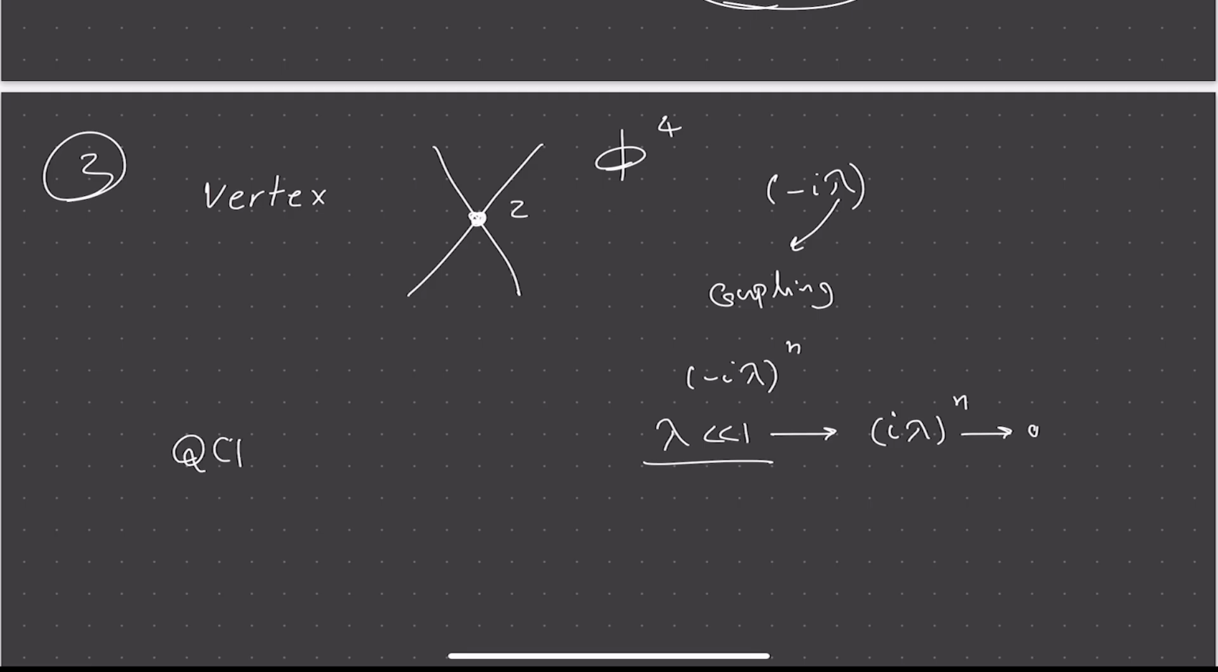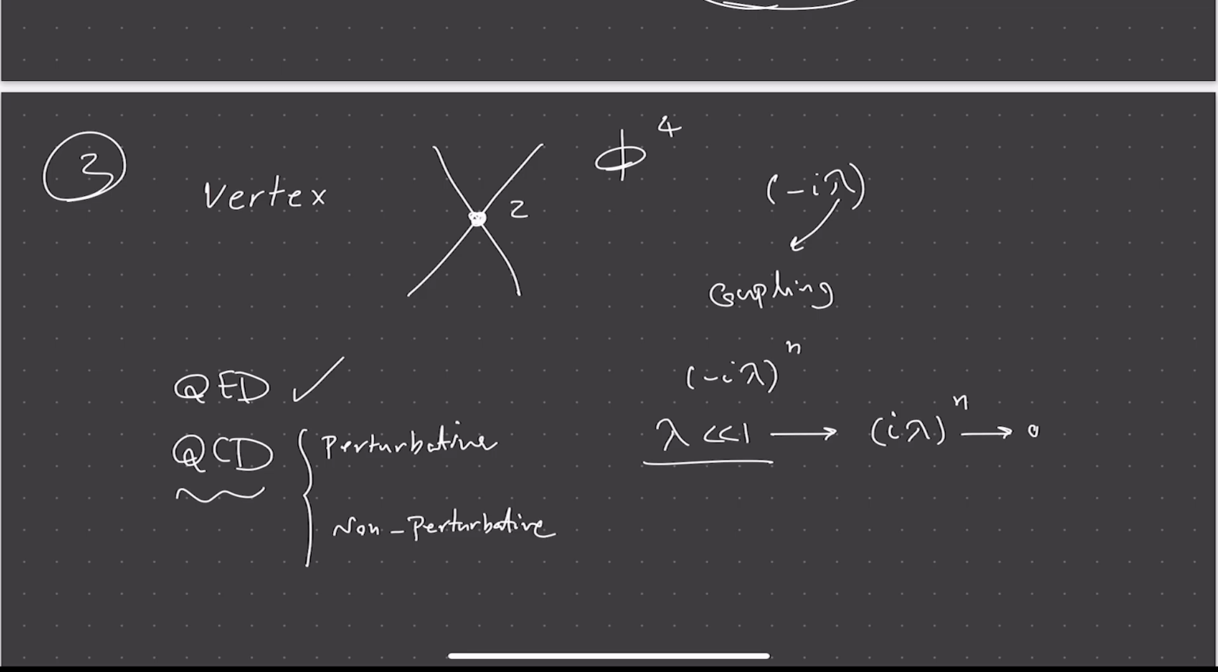So you have QED. QED is a perfect theory. It's a perturbative theory, and it's working very well. QCD usually has a perturbative part and also a non-perturbative part. The perturbative part happens when the energy is really high, and when the energy is high, everything is perfectly similar to QED. Again, the number of vertices is proportional to the coupling constant, but the coupling constant is small, in the perturbative section.